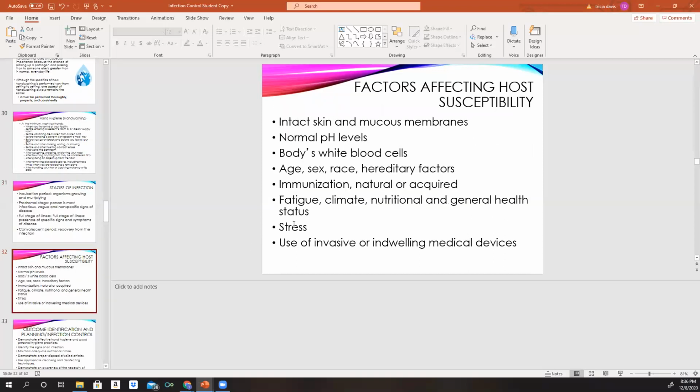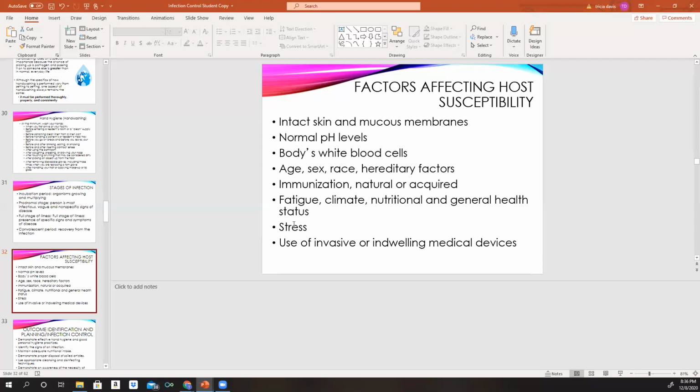All right, so factors affecting the host susceptibility. The susceptibility of the host depends on a number of factors. The integrity of skin and mucous membranes, which protects the body against microbial invasion. Do you have open wounds that you don't have Band-Aids on and things like that you're not taking care of? If the skin is open, it's an easy way for an organism to get in there and cause an infection.